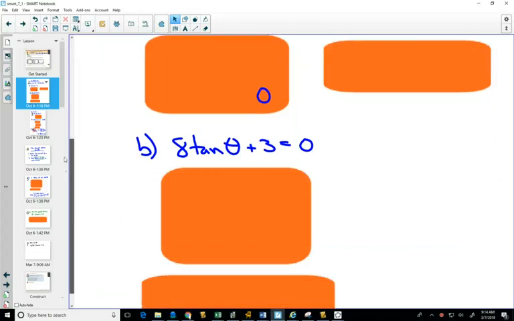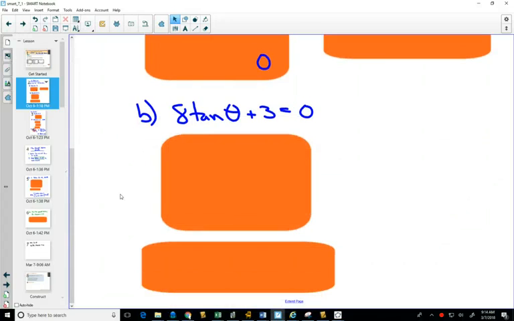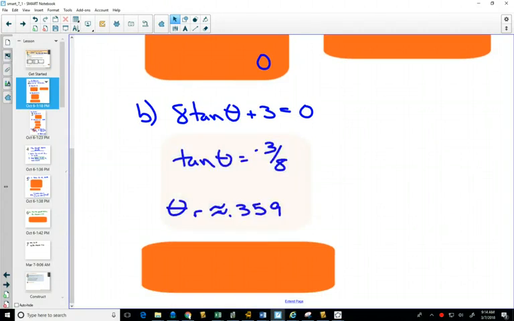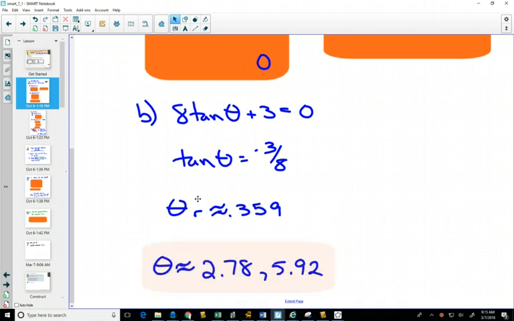All right, let's see how you did on that second one. Get tan by itself, move the 3 over, divide by 8. Find your reference angle by doing tan inverse of positive 3/8. And then since tan is negative, you look in quadrant 2 and quadrant 4. So those first two warm-up ones were calculator ones. Your next two are non-calculator.